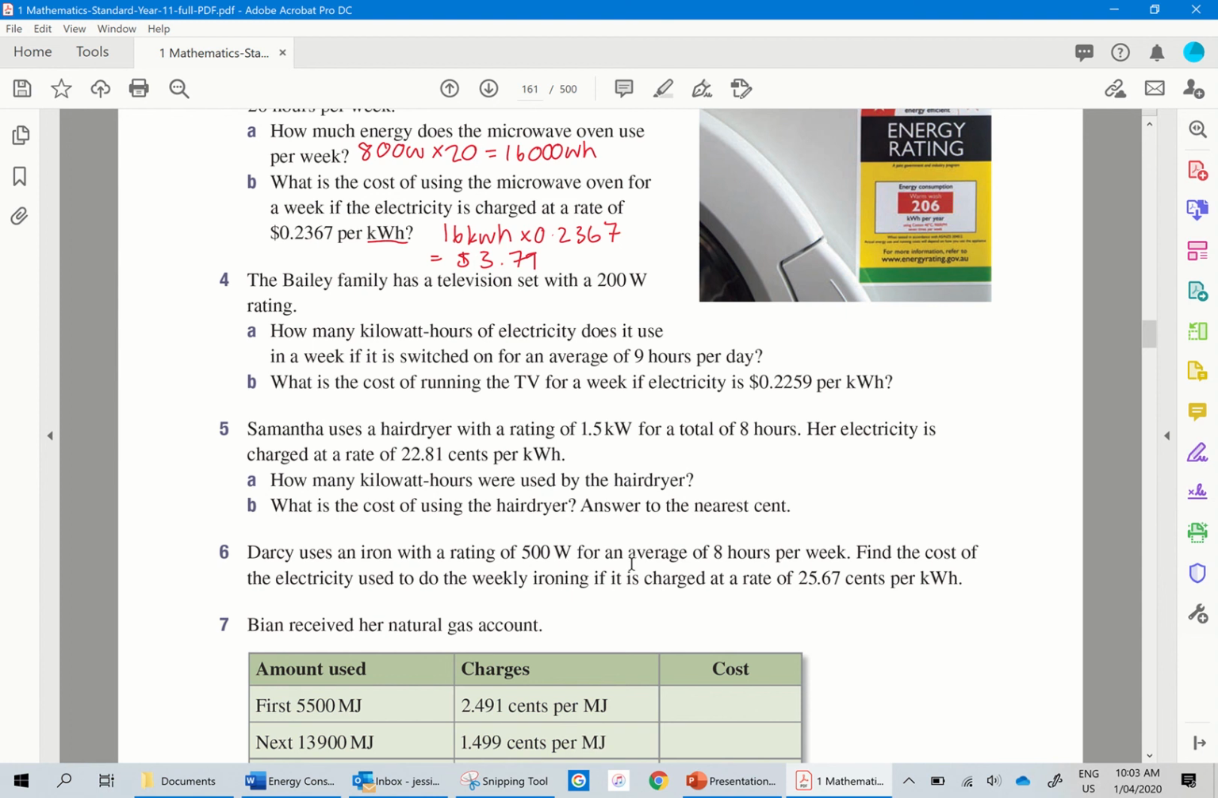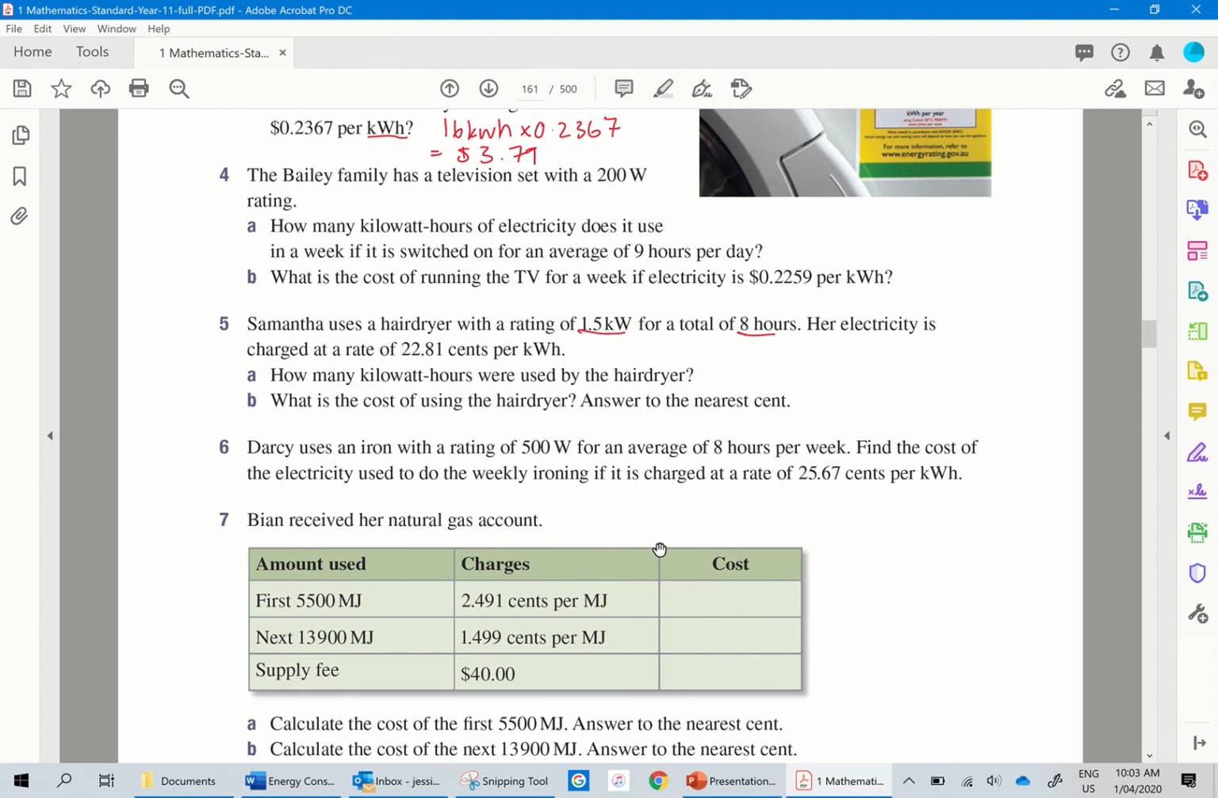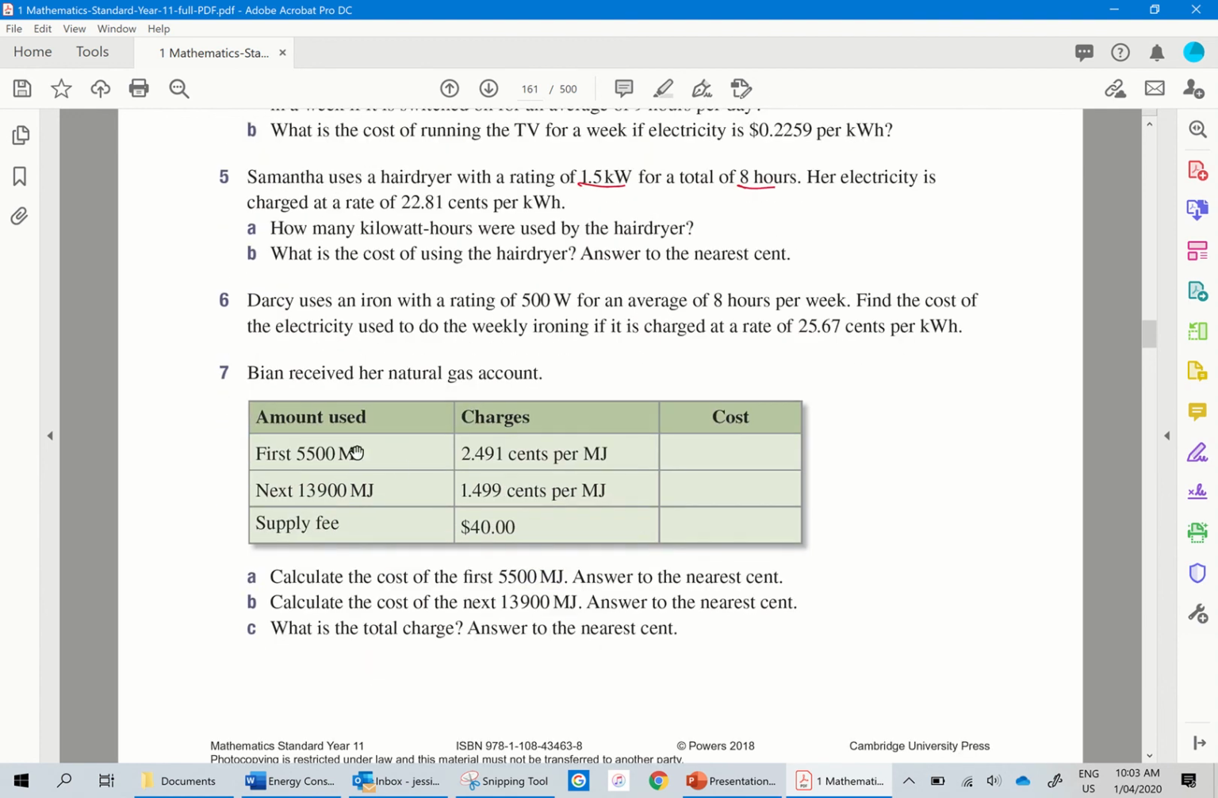What else do we have? 5 is also another similar one. Okay, for part A, how many kilowatt hours, you're going to multiply your 1.5 and your 8, and then multiply that by your cost. So these are all quite similar.